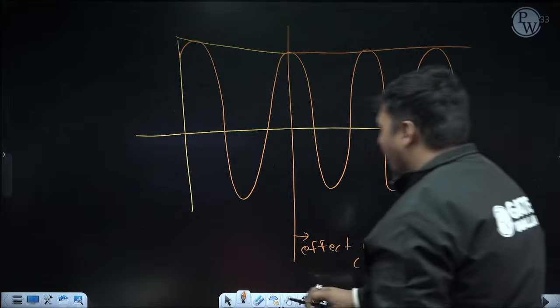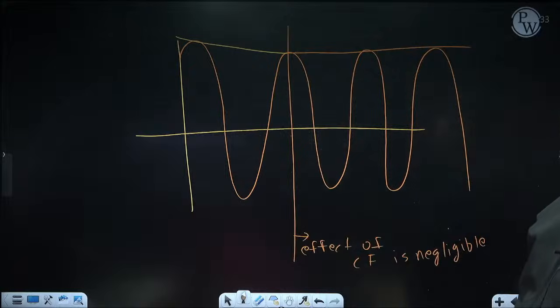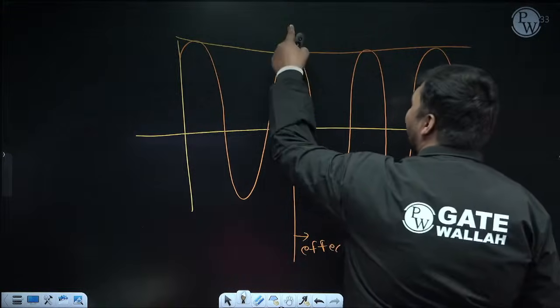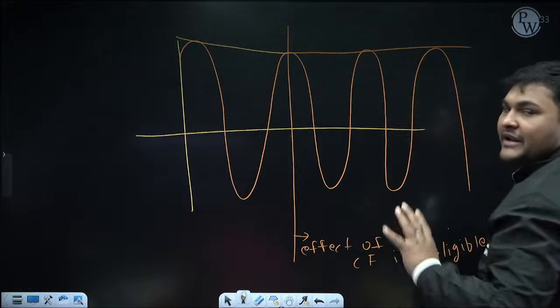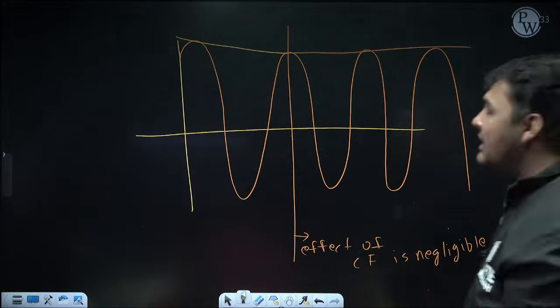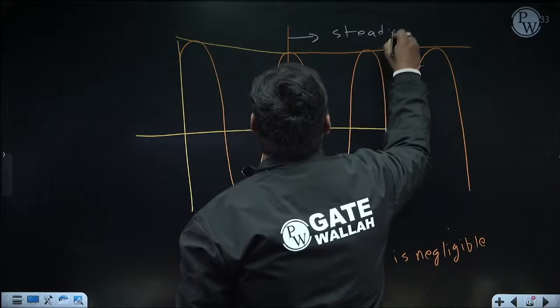Now see, definitely whatever vibration is occurring, whether zeta is less than 1, equal to 1 or greater than 1, in all the cases, if it is forced vibration, after some time the effect of CF will be negligible. And when the effect of CF is negligible, then that forced vibration is known as steady state vibration.